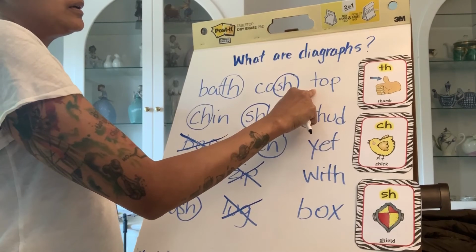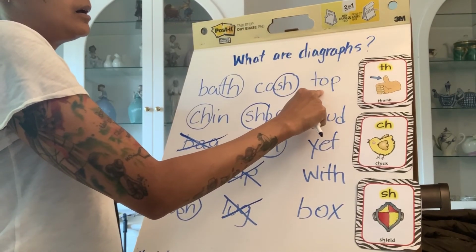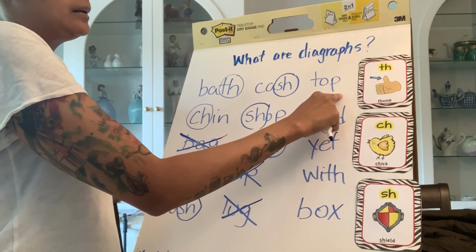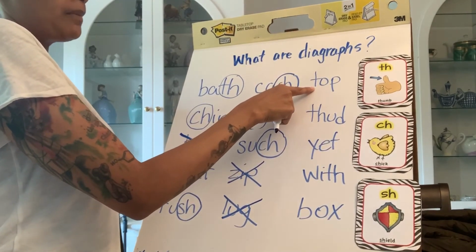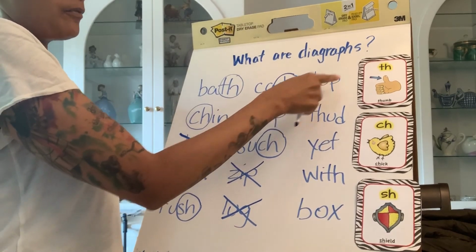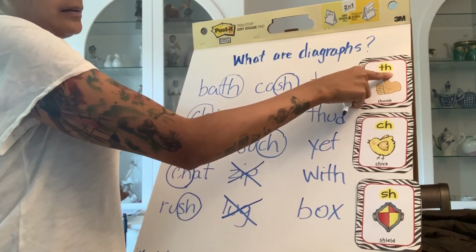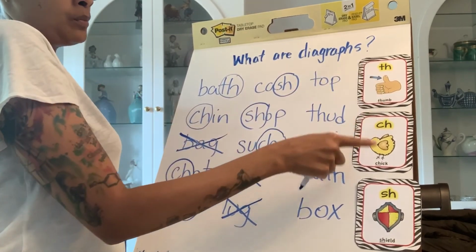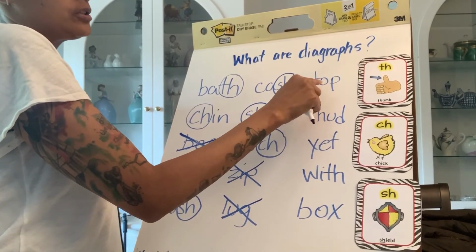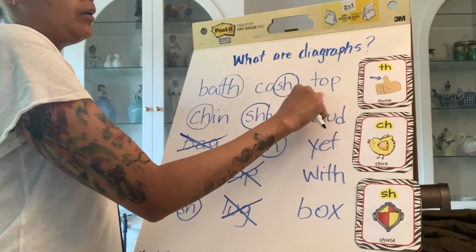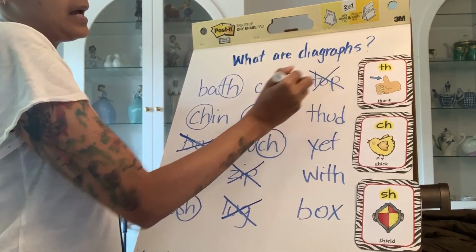Our next word, top. There is a T here. So you might want to think, is this a digraph? But if it's going to be a digraph, it has to have another letter with it. In our case, the ones that we have here, we have a TH. It does not have an H. So this one would not be one of the digraphs that we're talking about today. So we're going to put an X on that one.